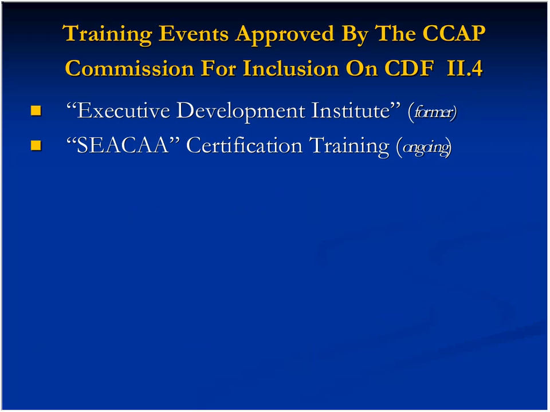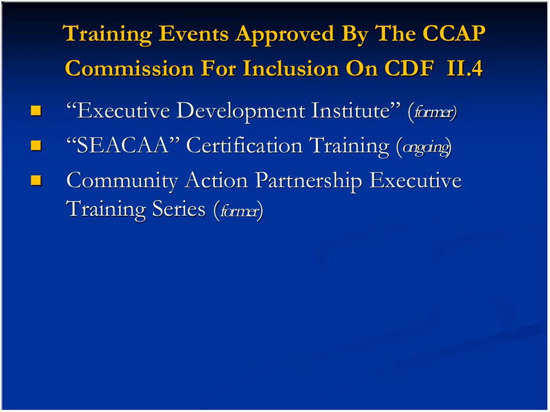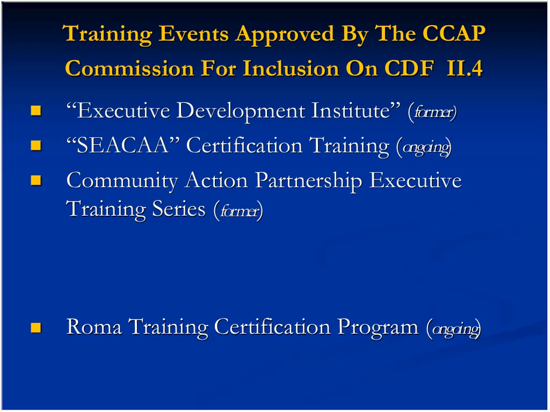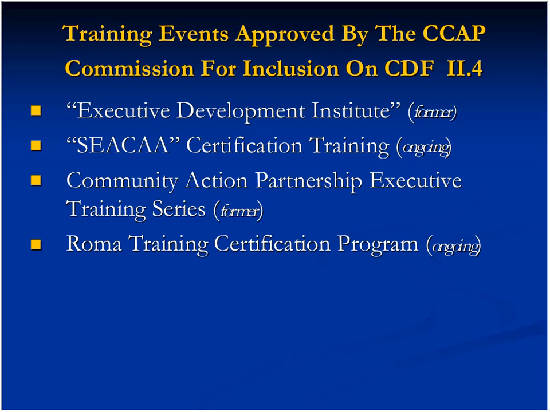In addition, the Southeast Association Certification Training Program, which continues today, counts in that section. As are the Community Action Partnership Executive Training Series, again, former, and the current ROMA Training Certification Program, which is the national program to teach others about ROMA. The Partnership Pathways Reviewer Training, the Partnership's Elite Program Training, and the National Family Development Credential. Each of those is able to be claimed in that very special section of the candidate data form.